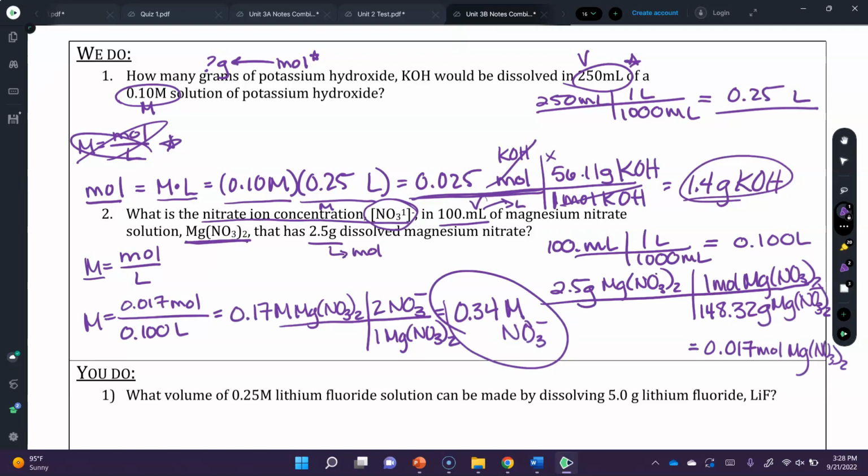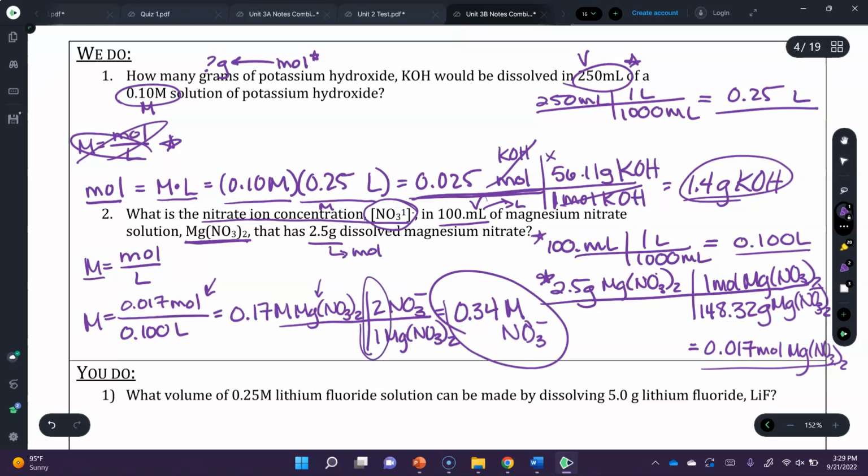Okay, so your first step should have been to convert to liters and then to moles, giving you a volume in liters and your amount of your solute in moles. You can then substitute it into the molarity equation, and that gives you molarity of the magnesium nitrate solution. You can then use a ratio to solve for the molarity of nitrate, which it should be twice as concentrated because there are 2 nitrate ions for every 1 magnesium nitrate compound or formula unit. Okay, and so you should get 0.34 molar nitrate ion.